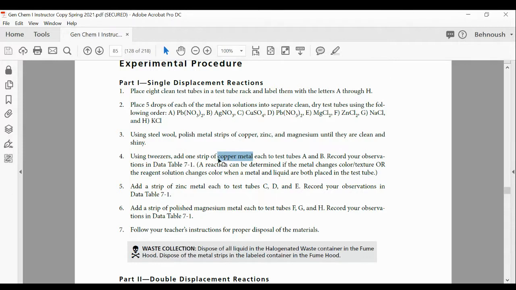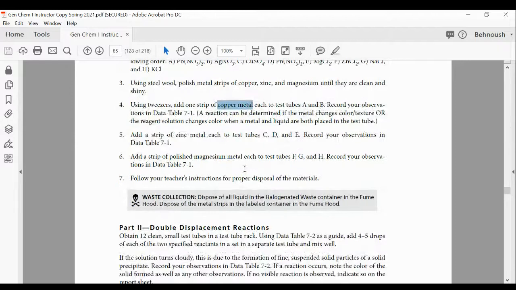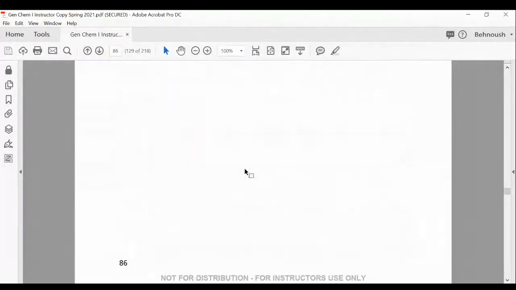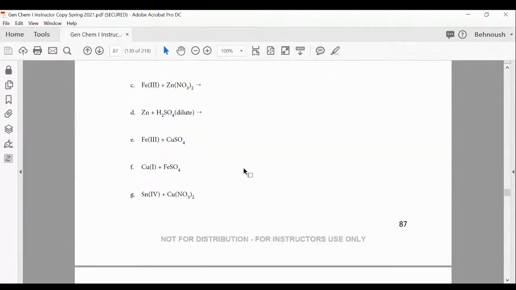If copper is higher than the lead, then there is a reaction. If lead is higher, then there would be no reaction. Or you look for evidence of the reaction to see if a new element or a new metal is going to form or not.